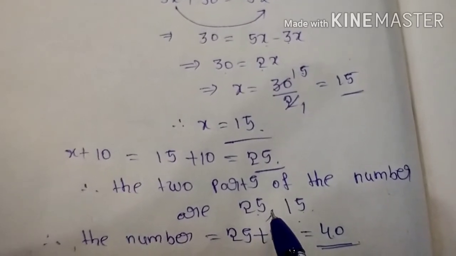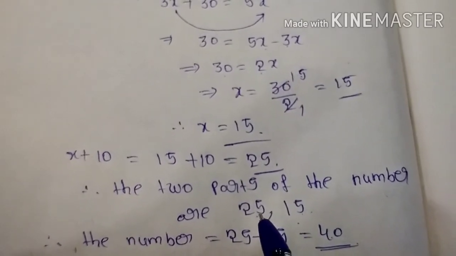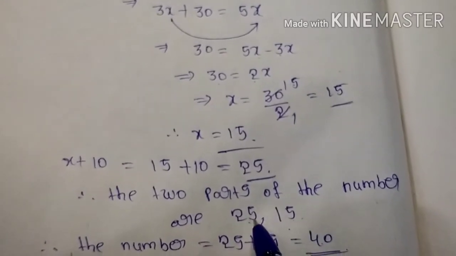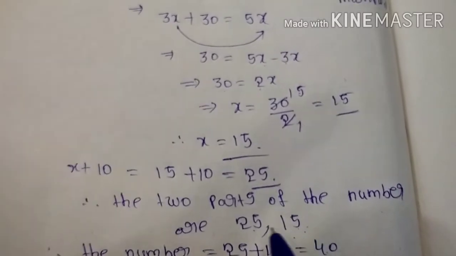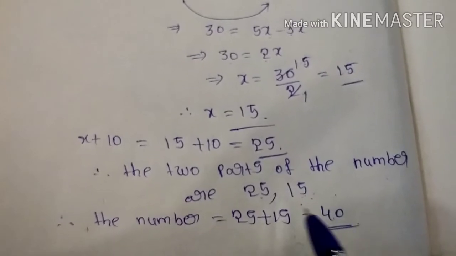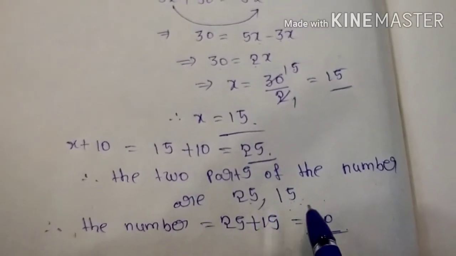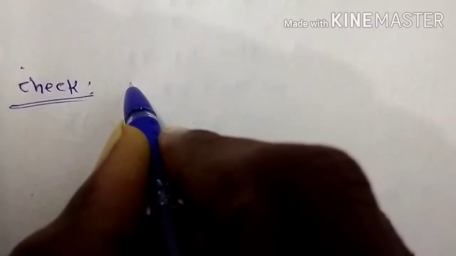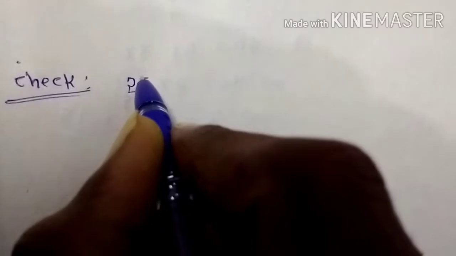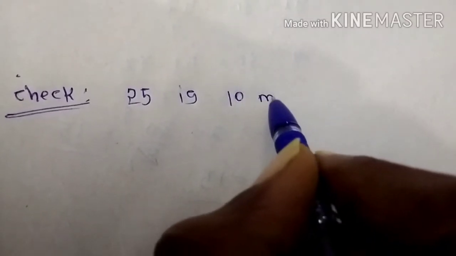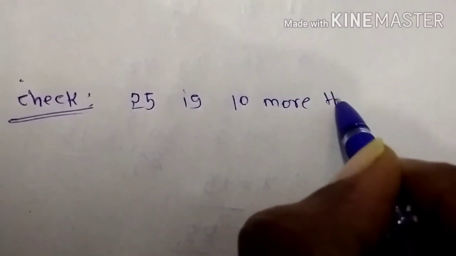If you want to check your result, see, 25 is more than 15. Is 25 10 more than 15? 25 minus 15 is 10. Yes, it clearly shows 25 is 10 more than 15. The number is 40. You got two numbers, 25 and 15.